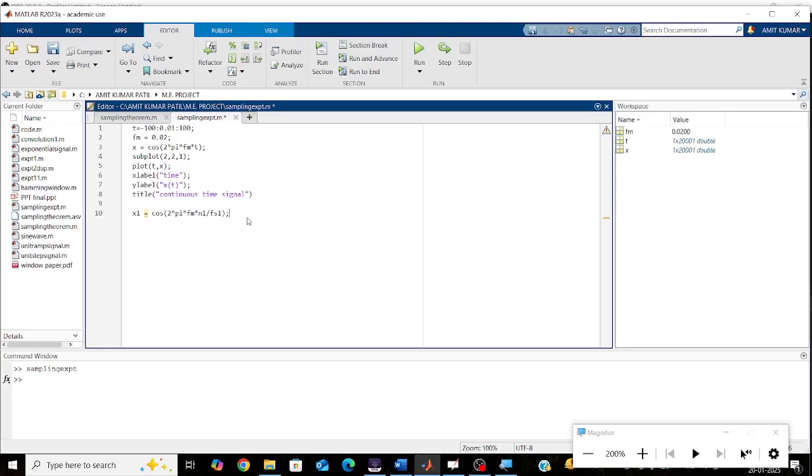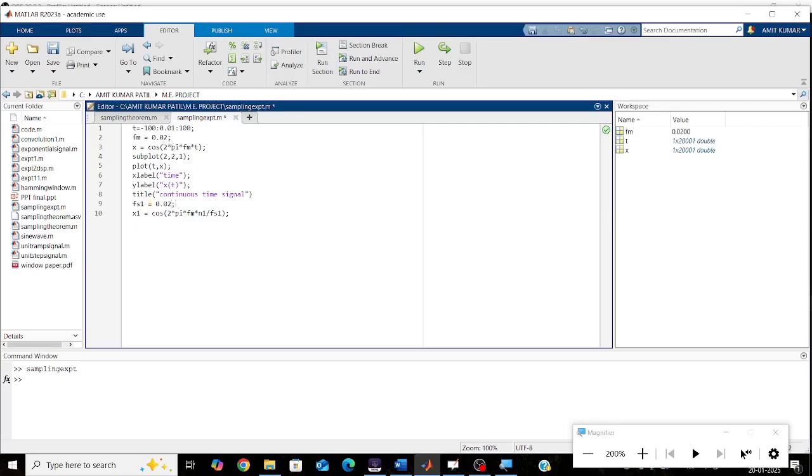Before plotting it, we have to assume the values of n1 and fs1. fs1 is the sampling frequency, and n1 is the number of samples. For fs1, we are plotting for a sampling frequency less than twice the maximum frequency. The maximum frequency is 0.02, its twice will be 0.04, so we have to take a value less than 0.04. So I will take 0.02, which is less than 0.04.